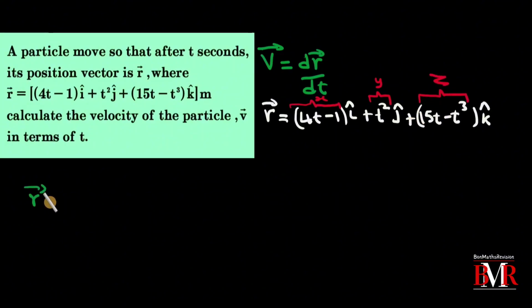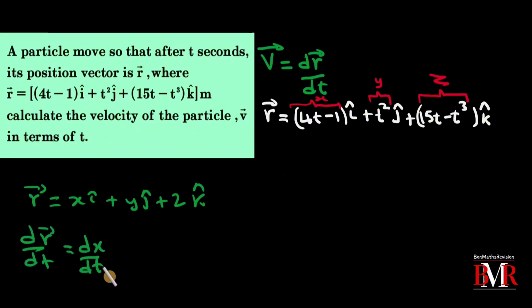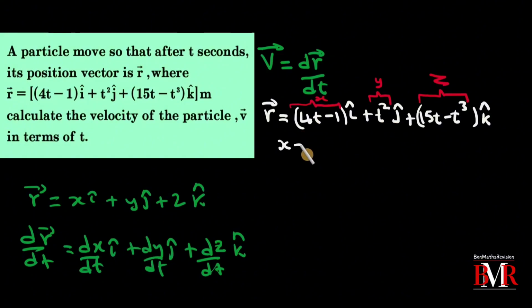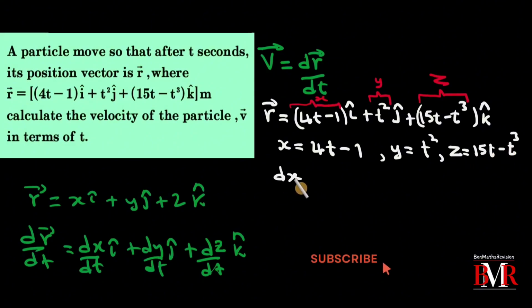You know that if r is equal to xi plus yj plus zk, we differentiate component by component. That is, dr/dt will be equal to dx/dt i plus dy/dt j plus dz/dt k. So this is the same formula I am going to use here. In this case, x is equal to 4t minus 1, y is equal to t squared, while the z component is equal to 15t minus t cubed, and dx/dt is the differentiation of 4t minus 1 with respect to time.